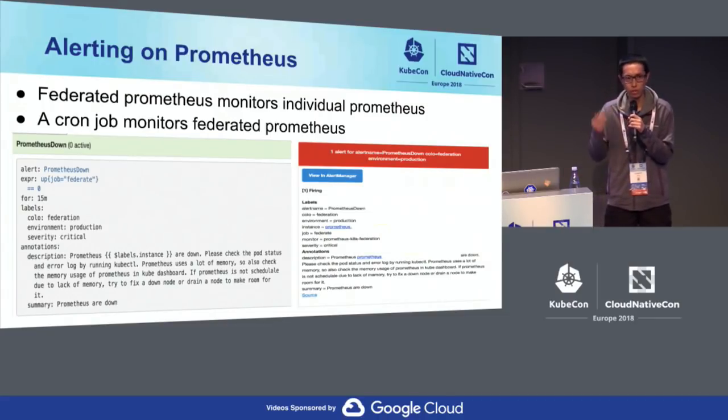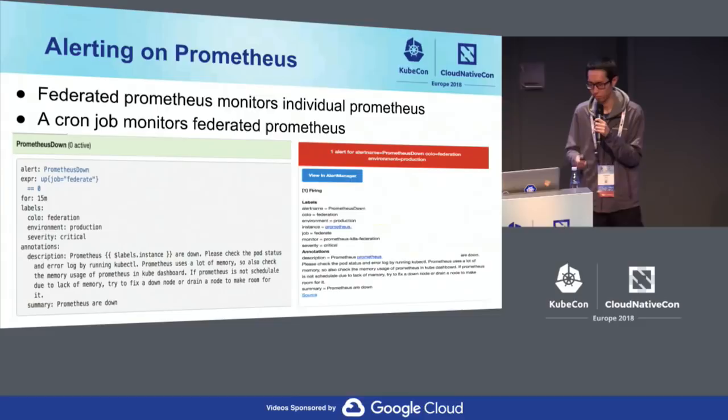As for the federated Prometheus server, we can have a simple cron job that runs periodically to check the status of our federated Prometheus server. If there's anything wrong in our federated Prometheus server, you can receive a notification for this.